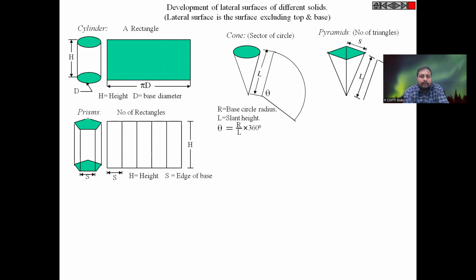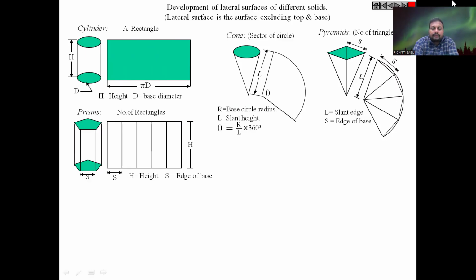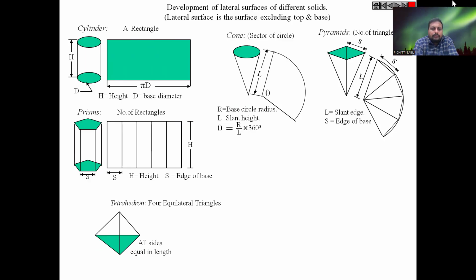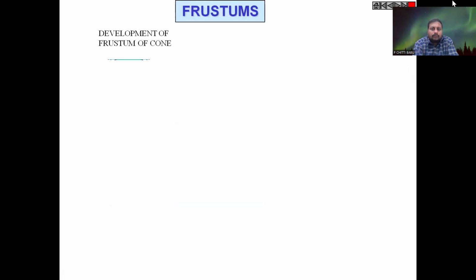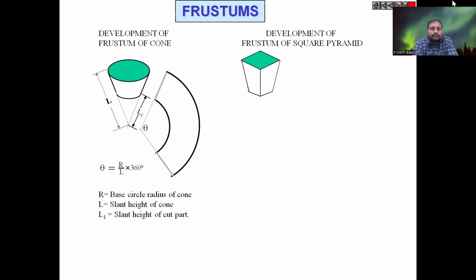Then this is about the pyramid. The pyramid sector and the triangles will appear like this. This is the development of the pyramid. Then this is about the tetrahedron. Then we have a cube with 6 sides. The development will be in 6 sides. So this is about the frustum.